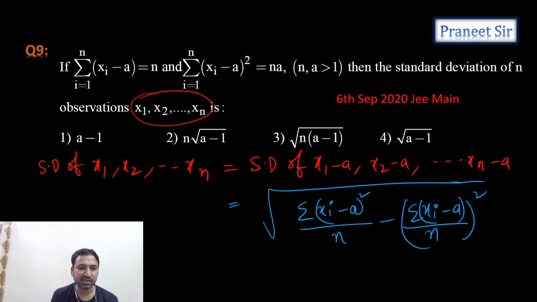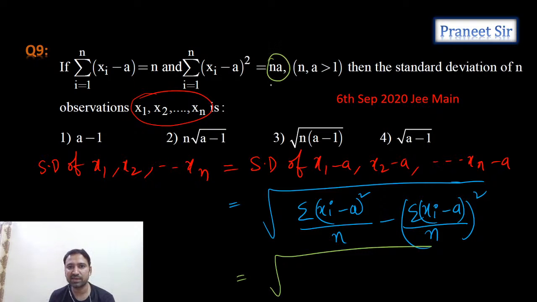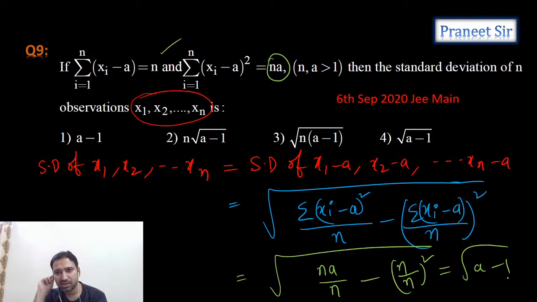So these results are already given. We just need to substitute these results here. So tell me how much we get. Sigma (xi minus a) whole square, he gave na. So we need to substitute na here. Na by n minus sigma (xi minus a), he gave n, so n by n whole square. So how much are we getting? Square root of a minus 1. So what is the answer, guys? Is D the answer? Correct or not? Exactly. So the fourth option is the answer.